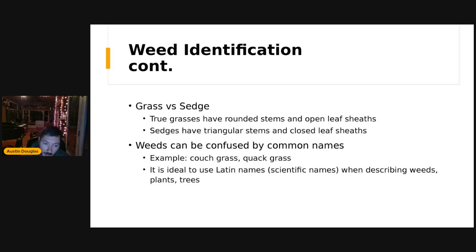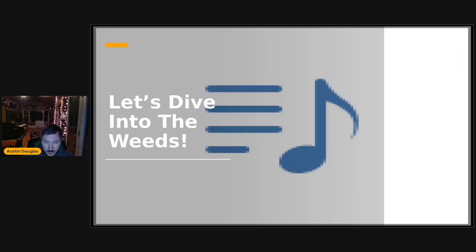Also, when we're identifying weeds, we can be confused by common names like couch grass and quack grass. Those are both the same thing, but people call it different things, right? So in our profession, it's ideal to use Latin names or scientific names when describing weeds. That way we know exactly what we're talking about. Now, it's very difficult to know all these Latin names, but I highly recommend that you at least get a few under your belt. That way you know exactly what someone's talking about.